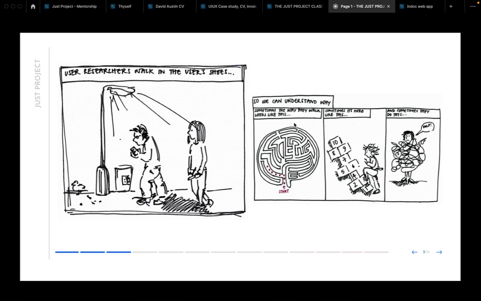So in user research, researchers work in the users' shoes. So you as a researcher, you work in your user's shoes. Okay, let's assume now, as a researcher, you must not put yourself as an example. Let me explain it better. Let's assume you are conducting research for a particular company.